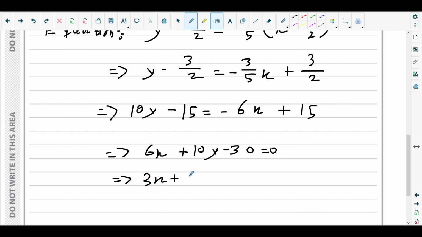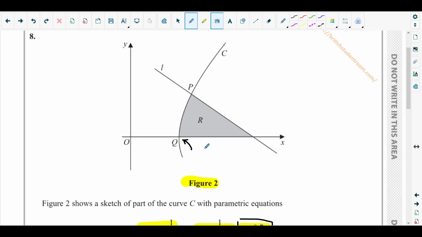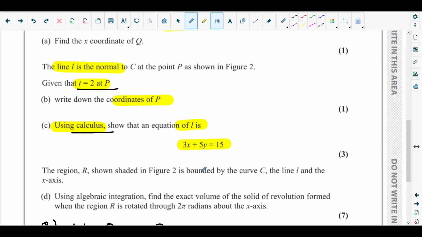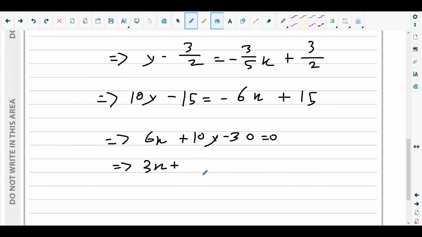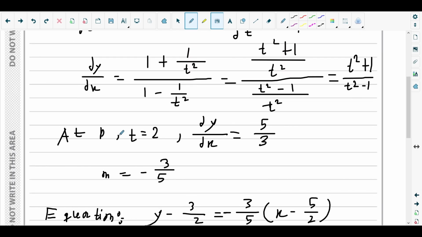3x plus, okay, they wanted which form? They wanted 3x plus 5y equals 15. Okay, 3x plus 5y, take 30 to the right side, so 30 over 2, that is 15. That's it, done. Simple.